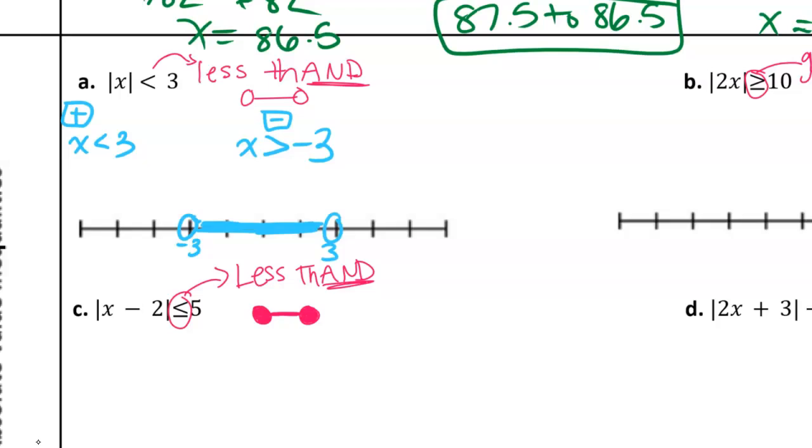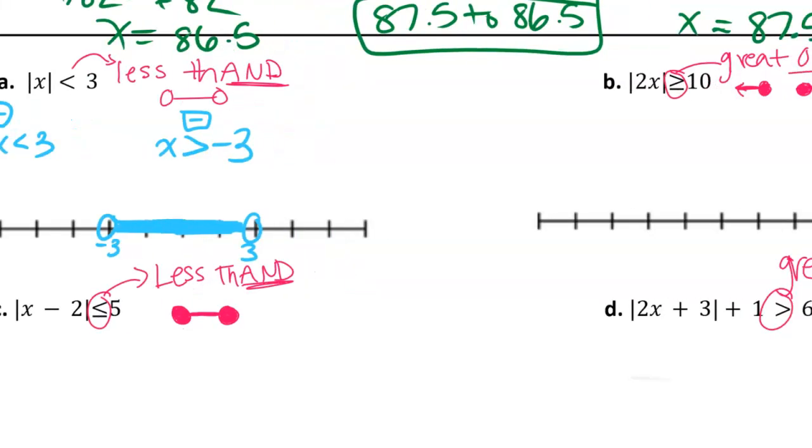And the other one says the x values are greater than -3. So I'm not going to shade below -3. I'm going to shade anything greater than -3. So that tells me that this is a connecting area. Okay. Let's look at B.